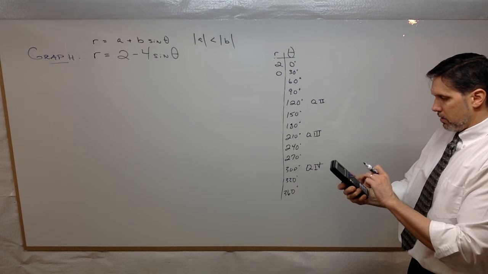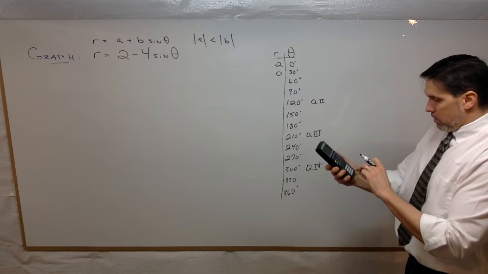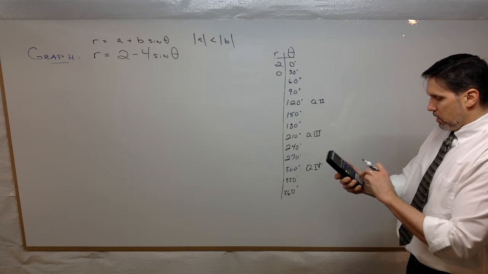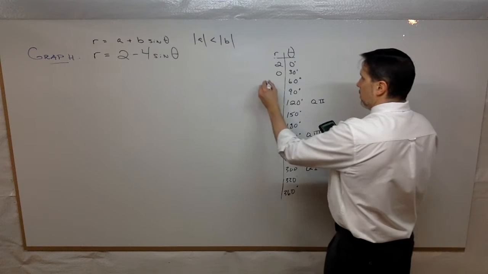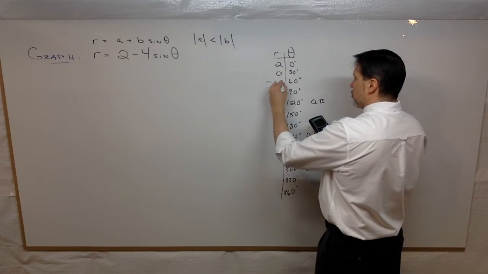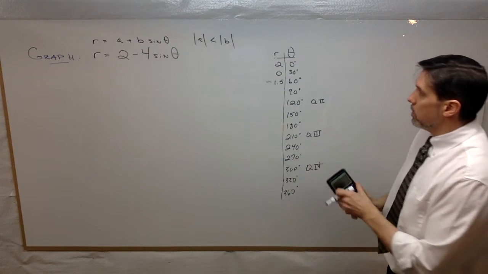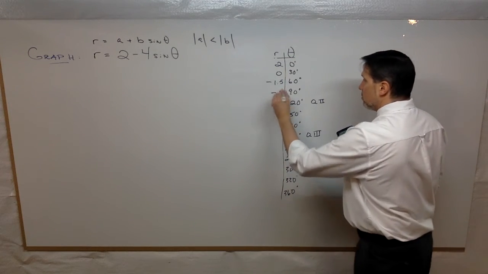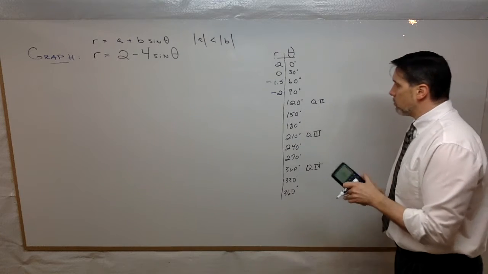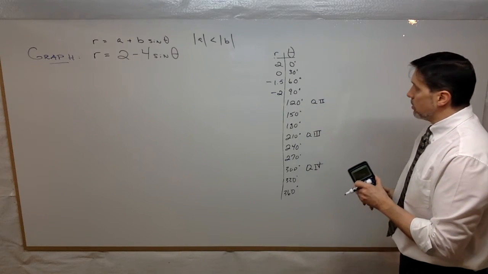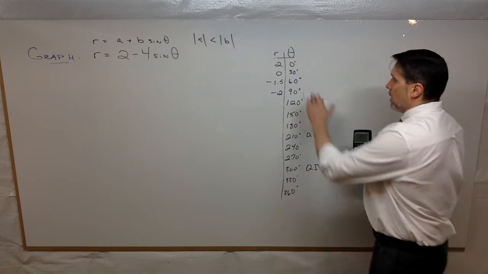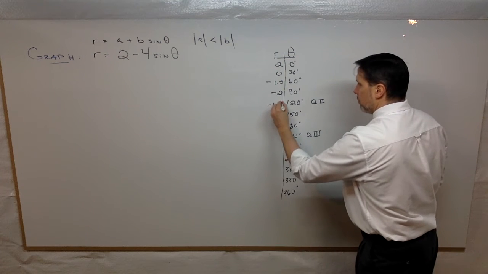All right. 2 minus 4 sine 60. Get negative 1.5-ish. It's actually negative 1.46. Okay, 90 is nice. That's 1. 2 minus 4 is negative 2. 120, again, we're in quadrant 2, reference of 60. Should be the same as that one, so negative 1.5.